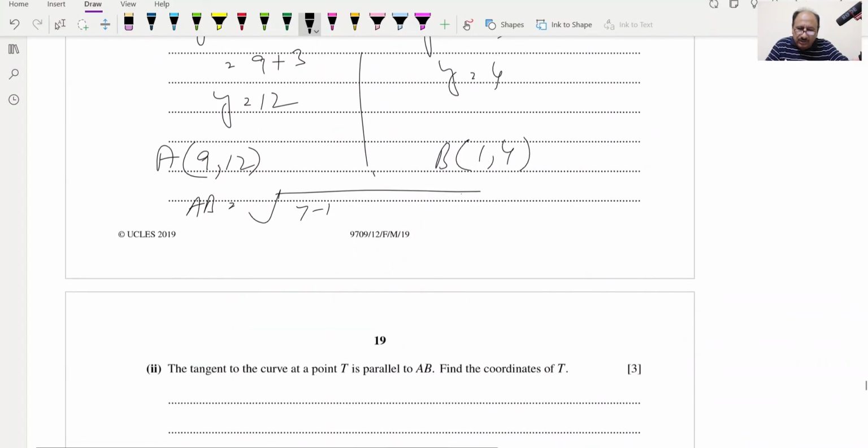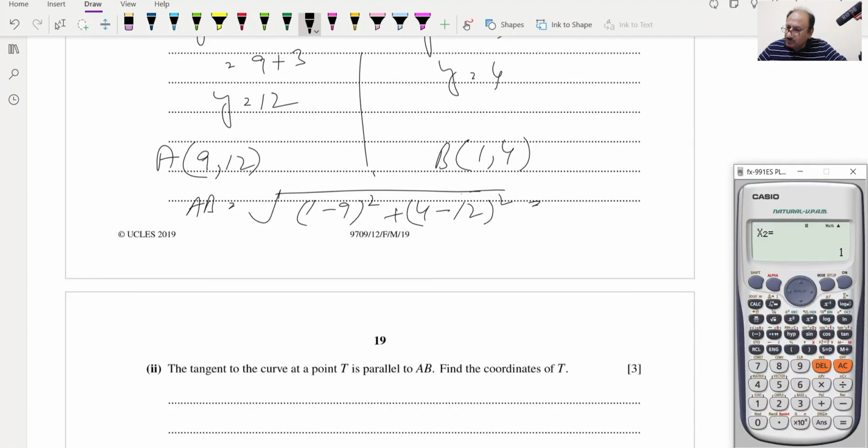So 9 minus 1 squared plus 4, this should be 1 minus 9 basically. 1 minus 9 squared, and plus this will be 4 minus 12 squared, and this will be equal to, we can use calculators. So mode 1, so it would be square root of 8 squared, minus 8 squared will be 64, and plus 8 squared again 64, and this is equal to 8 under root 2.